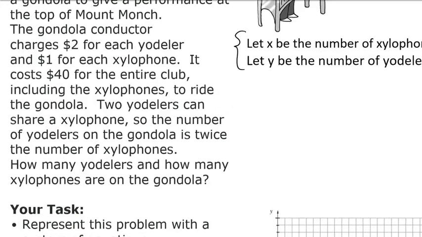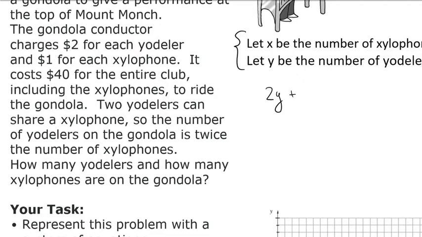The gondola conductor charges $2 for every single yodeler. So if Y is the number of yodelers, 2Y is how much money I'm being charged for the yodelers to ride. For example, if I had 10 yodelers, that would cost $20, right? 2 times 10 is $20. If I had 4 yodelers, it would cost $8 for them to get on, because every single yodeler gets charged $2.